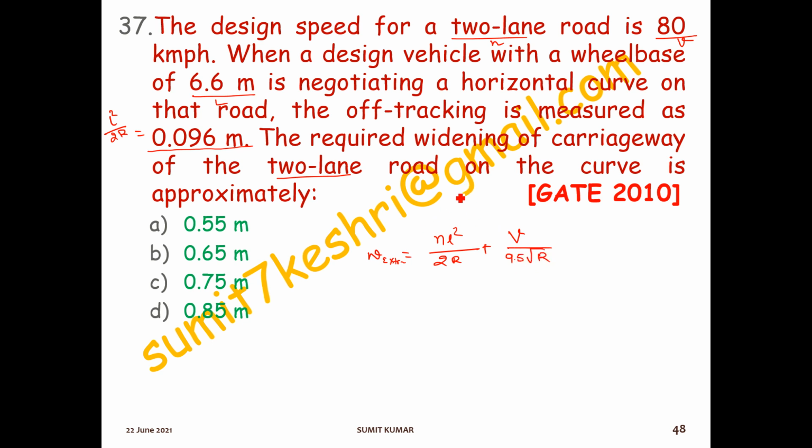Okay, so here n is given as 2, L length is given as 6.6 meter, and velocity is also given. Velocity is 80 kilometer per hour in the question, but r is not given. So how to compute r? Can we find r?